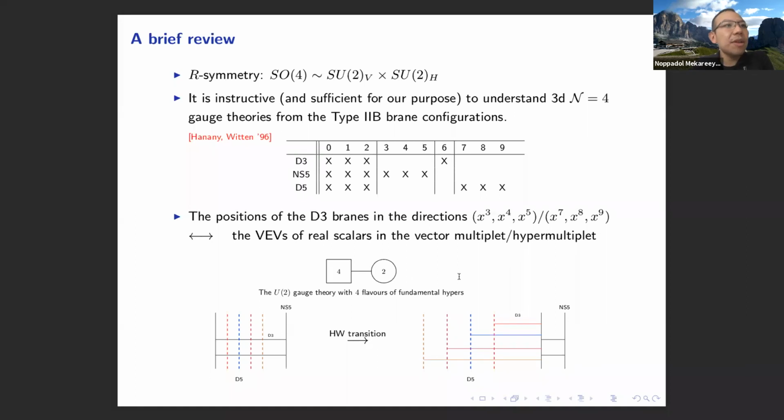Okay, so an example would be U2 gauge theory with 4 flavors in the fundamental hypermultiplets. This is the notation that I will use throughout the talk. So this is a quiver, basically. You have 2 D3 branes stretched between 2 NS5 and 4 D5 branes. You can also move them out with brane creation. This is well known from Hanany-Witten.